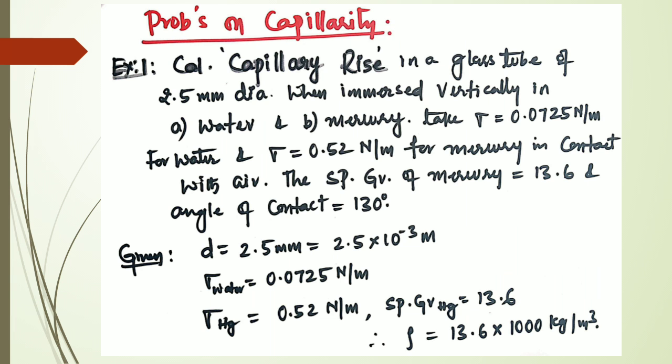So angle of contact, if he has not given, assume that theta is equal to what? 128 degrees. Nearly it will be 130 or something like that. Okay. If theta is not given, assume 128 degrees. That's all. Now in the problem he has given diameter 2.5 mm, that is mm to meter, 2.5 into 10 raised to minus 3 meter. Then surface tension for water he has given, then surface tension of mercury he has given values, and specific gravity he has given, that is 13.6. Convert that.